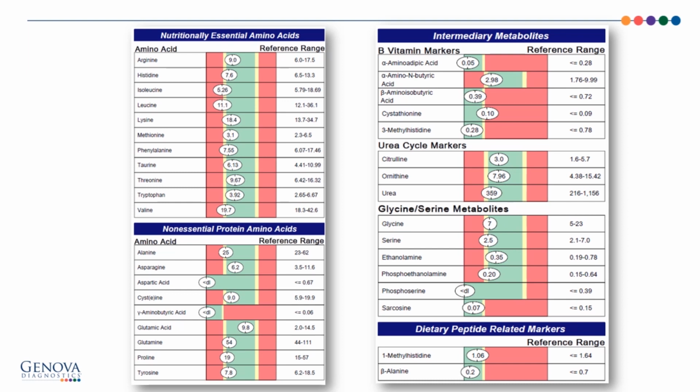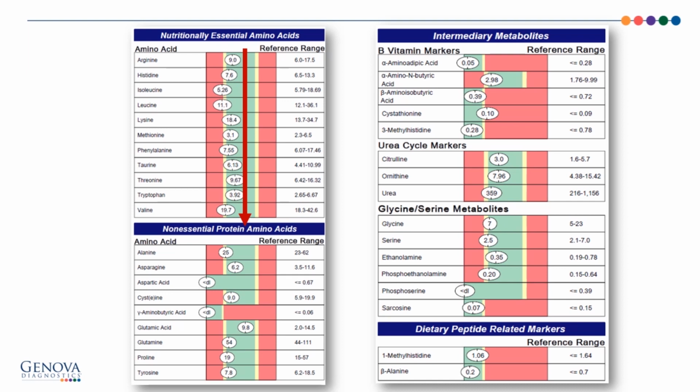When we look at the nutritionally essential amino acids, again, the pattern is low. So the question that comes to mind now is, is this pattern the result of low protein intake? In which case, I might just change the dietary intake of protein, change the patient's diet. But what if they're eating a pretty robust or moderate level of protein and they're just not breaking down or absorbing it well? In that case, I'm thinking more along the lines of enzyme support, HCl support.